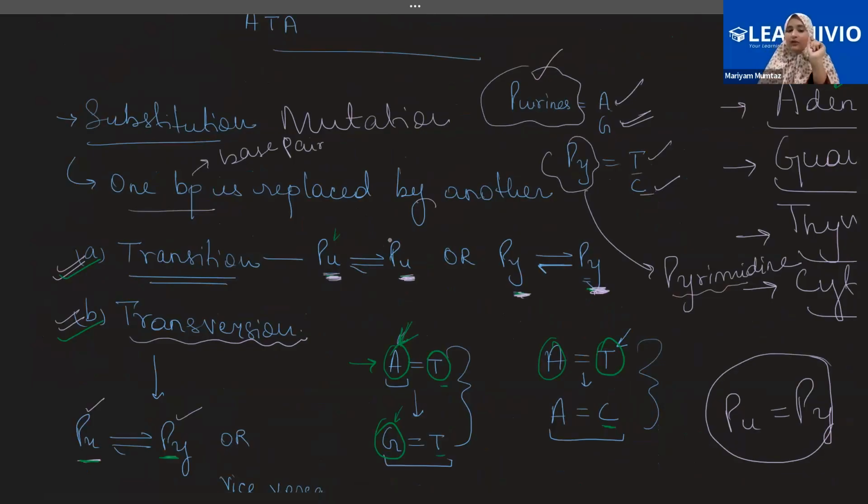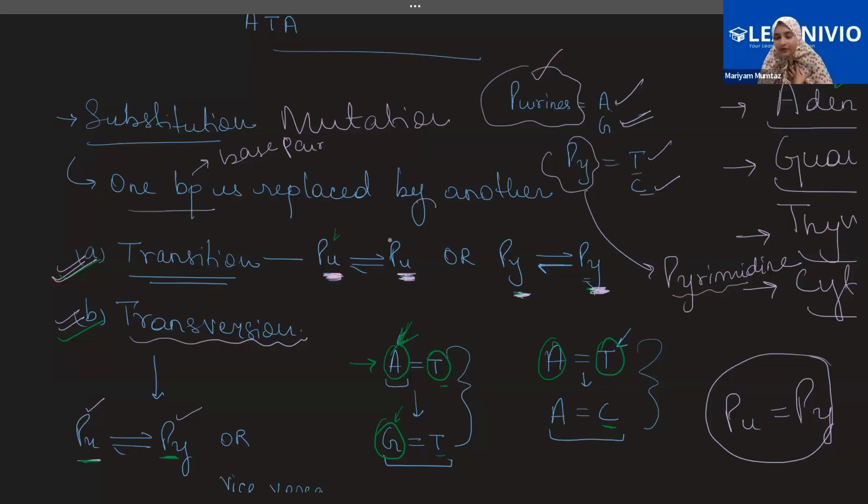Now, if a purine is substituted by another purine, let's say there is a biology teacher, and the biology teacher is absent, but in my place another teacher comes who is also a bio teacher. This kind of mutation is transition. It just transits, meaning I'm a purine, and the other person who is coming is also a purine. So a mutation wherein a purine is substituted by another purine, or a pyrimidine by another pyrimidine, is what we call transition mutation.